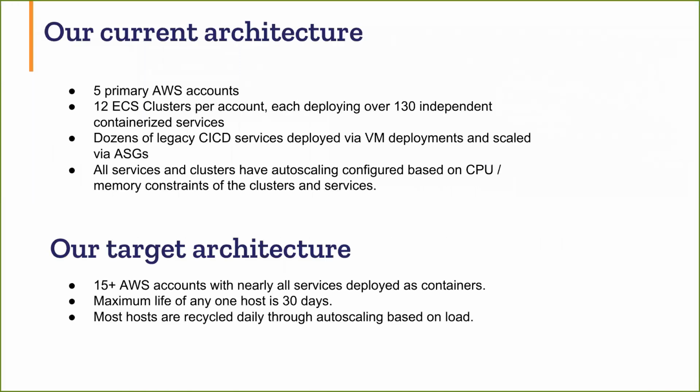Internally in our AWS, our architecture is spread across a number of accounts. We have 5 primary accounts. On those accounts, we have over 12 ECS clusters each, and 130 independent containerized microservices currently live in production. We also have dozens of legacy continuously integrated services deployed as virtual machines, so they are not run on Docker. All of these services see variable load throughout the day, and so our clusters are constantly scaling based on our ingress traffic.